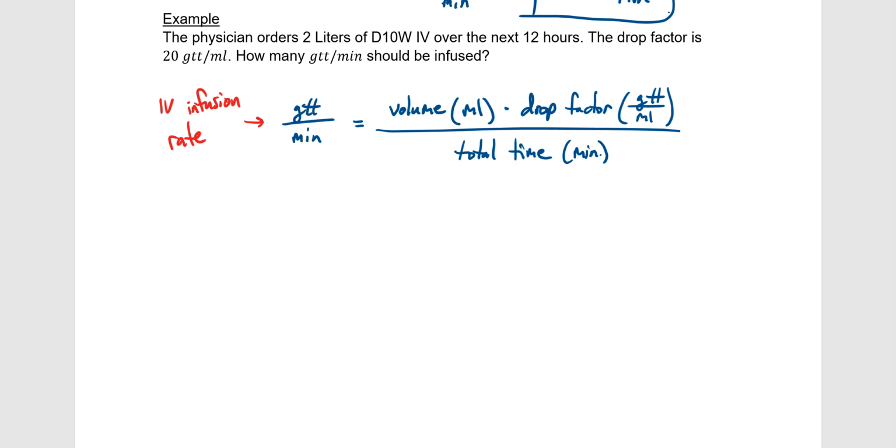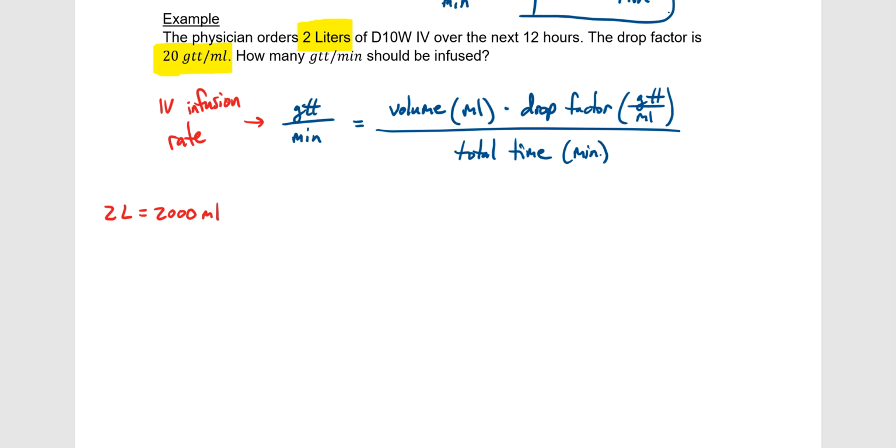So we need our volume. We have a volume of 2 liters, so we need to convert that into milliliters. 2 liters equals 2,000 milliliters. So hopefully we're comfortable with that conversion at this point. I'm just going to put that over here on the left side. That's the volume. Next, for the drop factor, we have 20 drops per milliliter, so we're good with that. We don't need to change that.